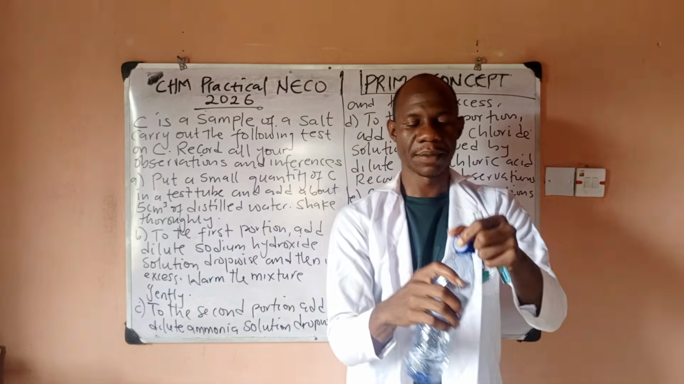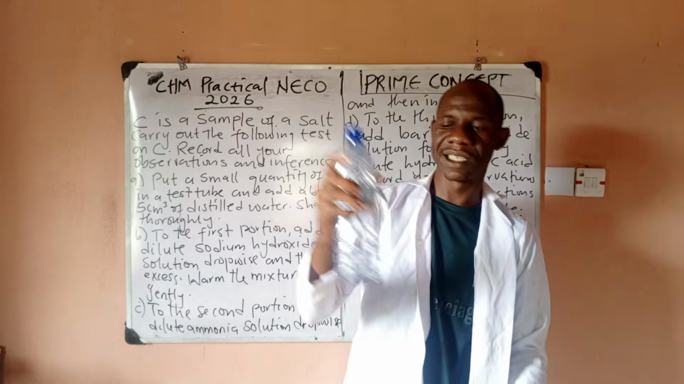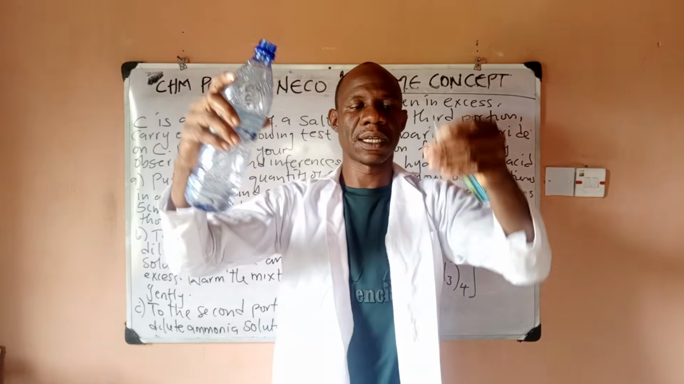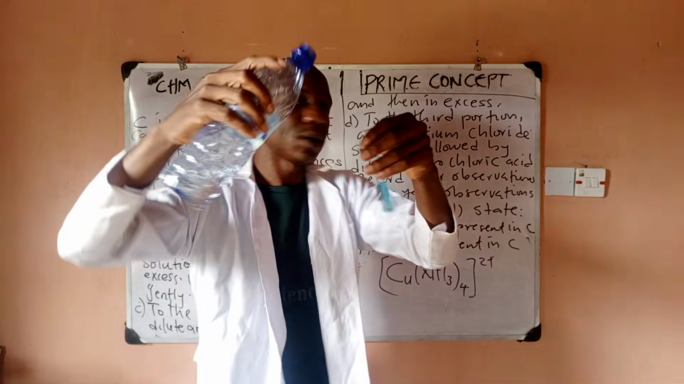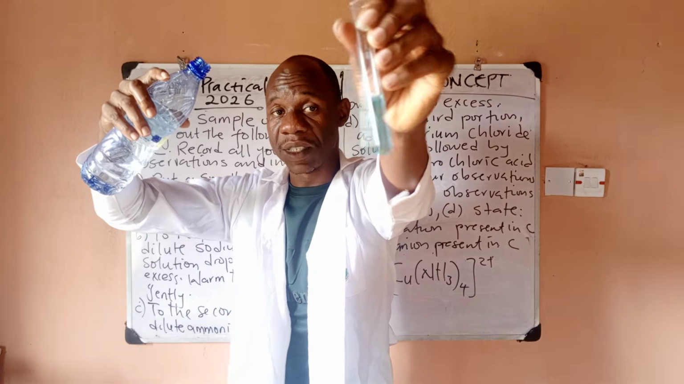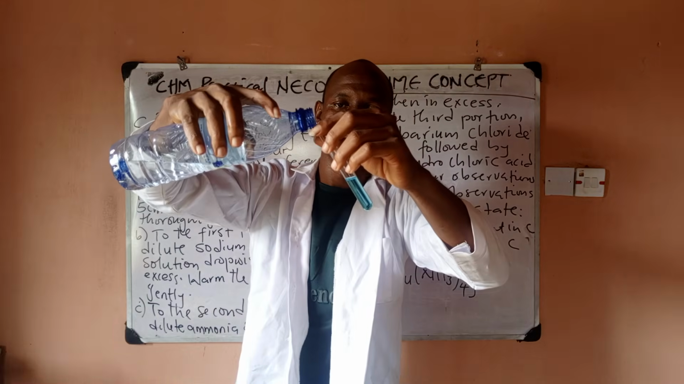All right, I have my barium chloride. I actually made a solution of this. I got the solid salt and made a solution of that. Now this is my barium chloride. I want to add it. Remember, this is your blue solution of copper of the sample C, right? So let's add barium chloride.